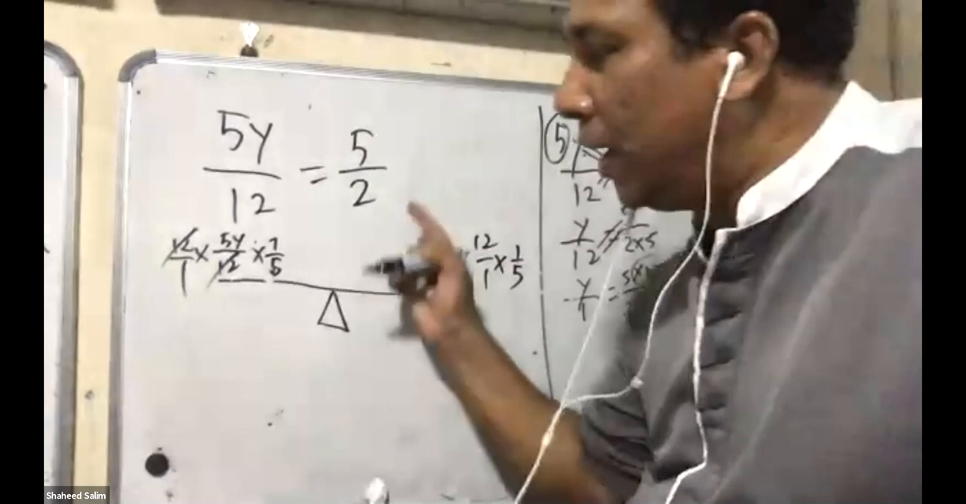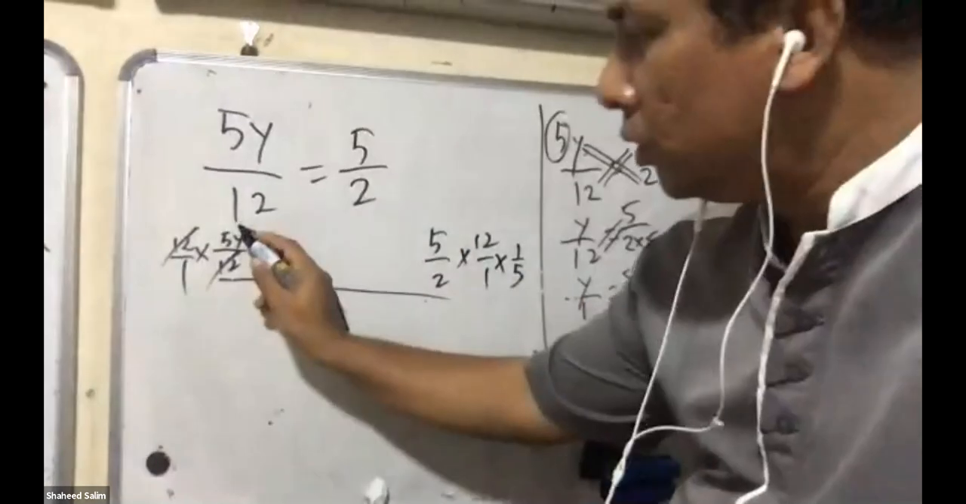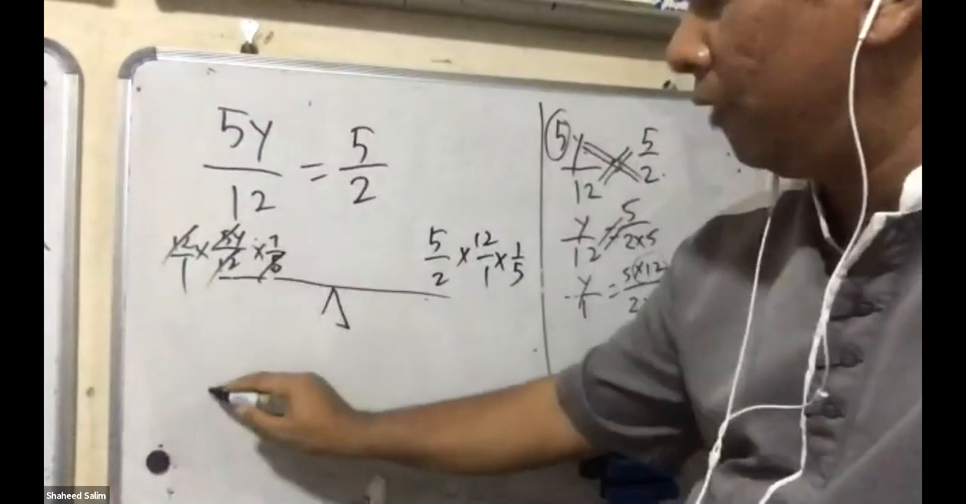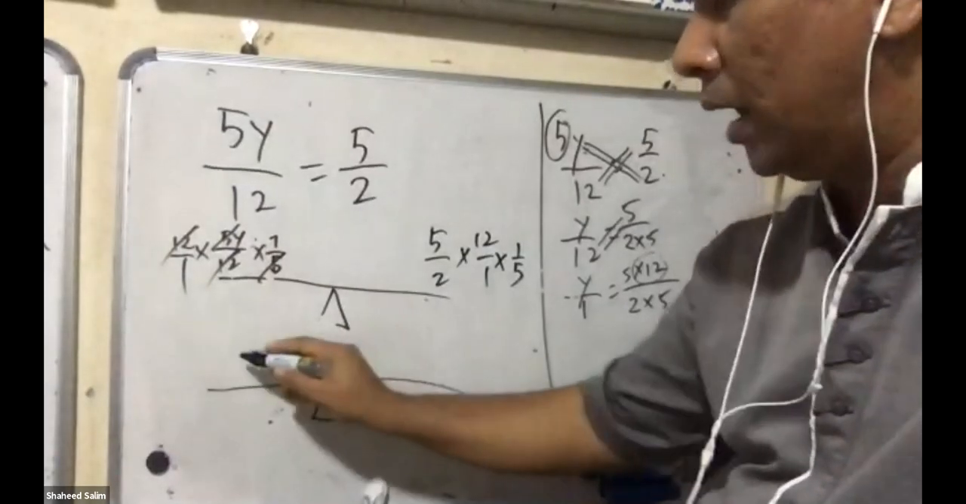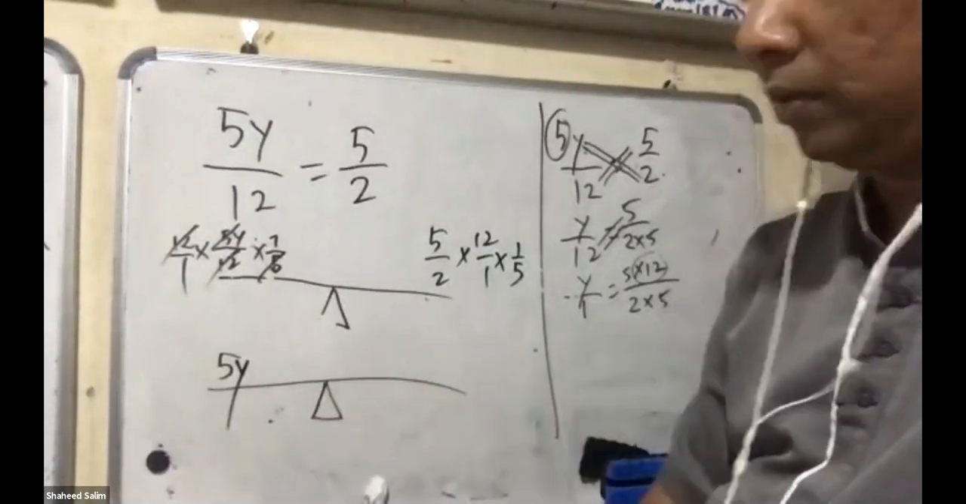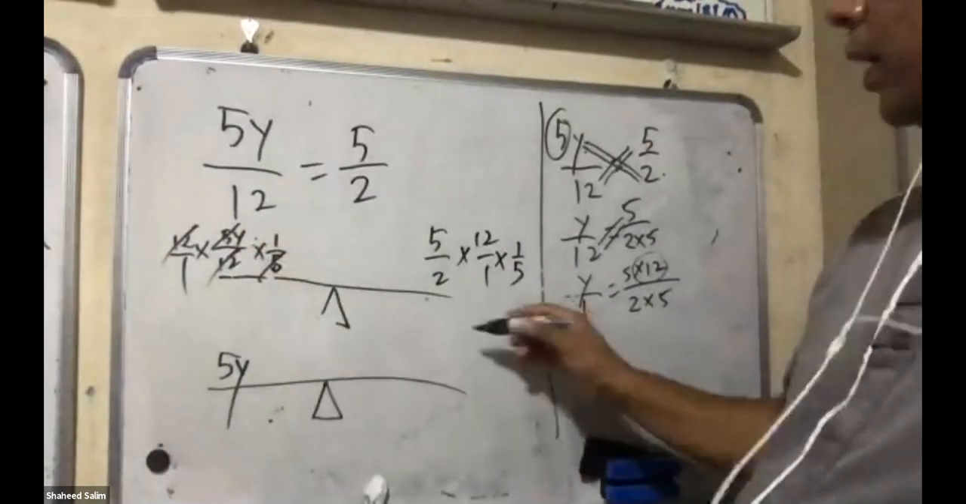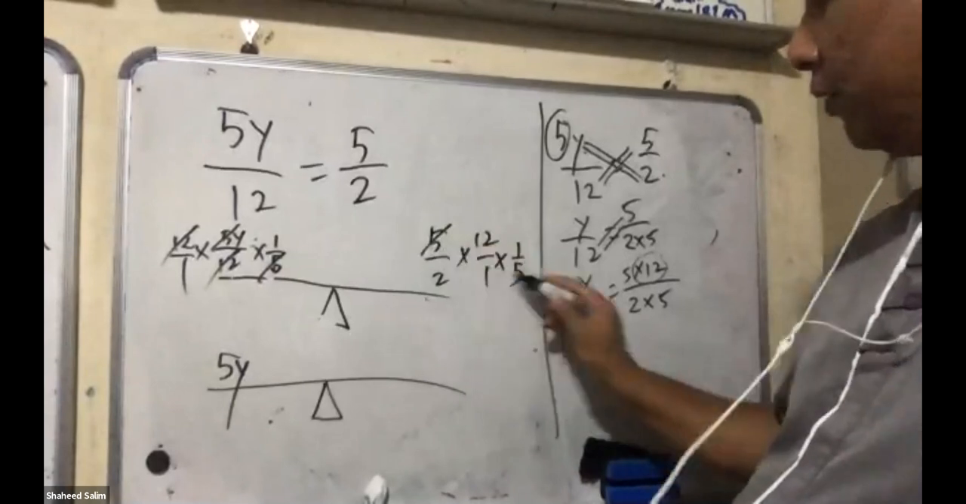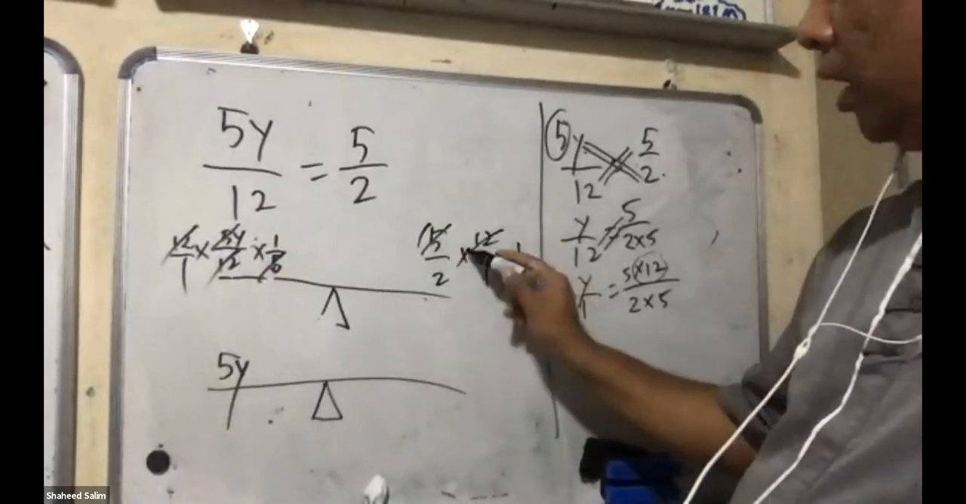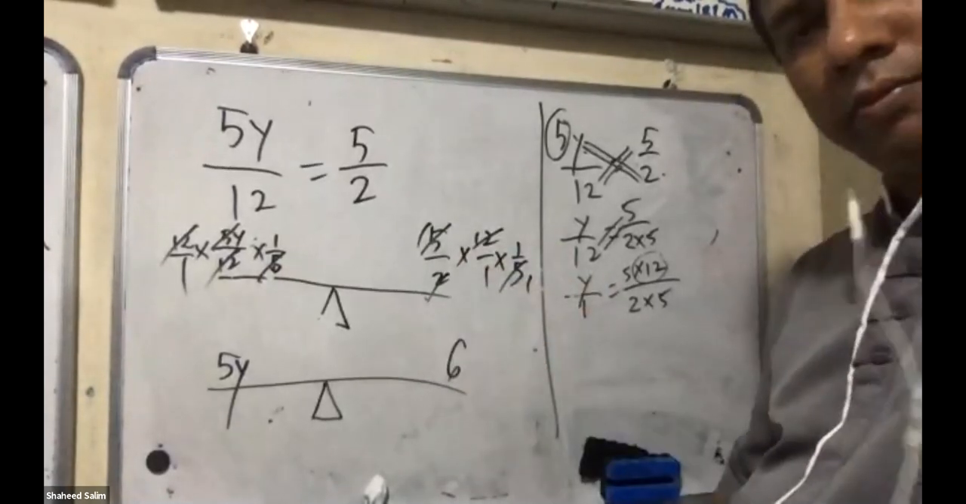Can you see, whatever I do on the left, I do on the right. Now, cancel. I'm only left now with 5y, because all the rest I cancel. This one is 1 over 5, right? So now I can do my cancellation. 5 and 5 can cancel. 12 and 2, I get 6.